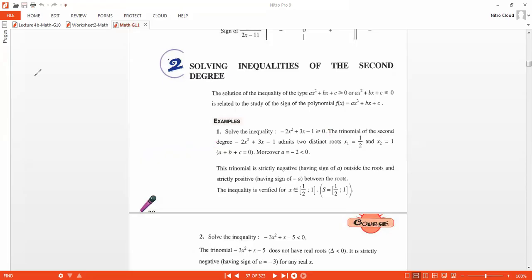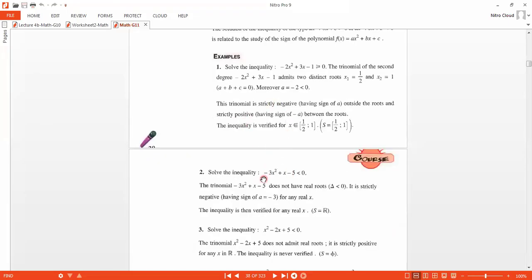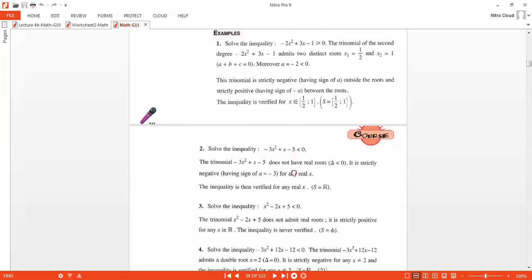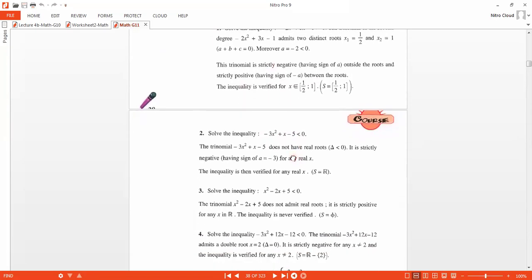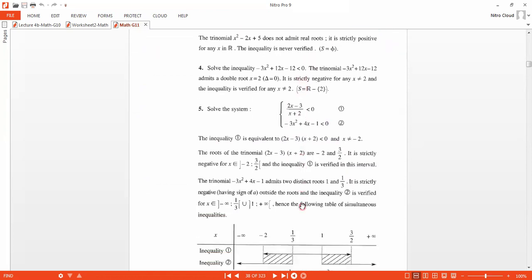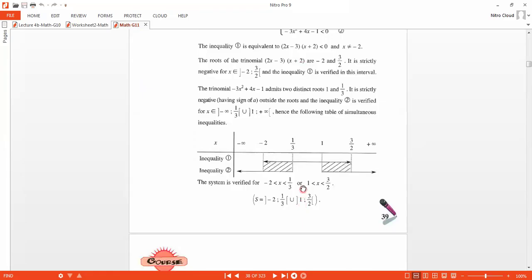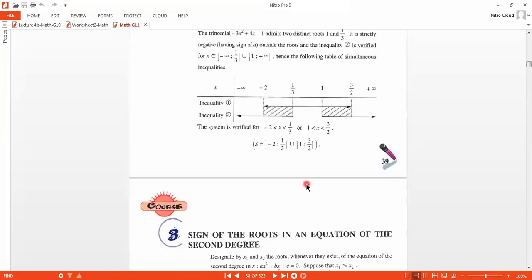Of course, we have a lot of exercises here that you can check. We have here minus 3x squared plus x minus 5. This delta is negative, so we have no real roots, but a is negative, so this is negative for every x. So the solution is R, because every time you replace x by any value, you're going to get a negative number, which is accepted. So here we have a lot of exercises that you can practice.